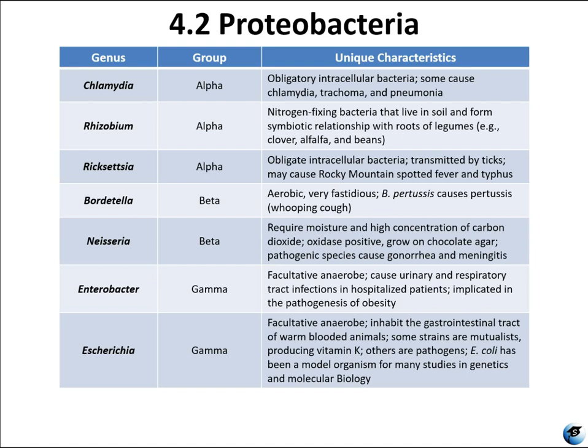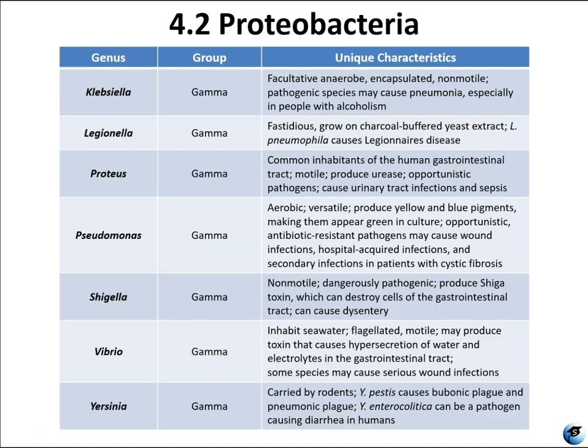Let's see, Enterobacter. Enterobacter causes urinary and respiratory tract infections. Escherichia is a facultative anaerobe. It's a gamma proteobacteria. It is often used as a model organism for genetics and molecular biology. Skip around a little bit here. We've got Klebsiella. It's a gamma proteobacteria as well. It causes pneumonia, and it's a facultative anaerobe.